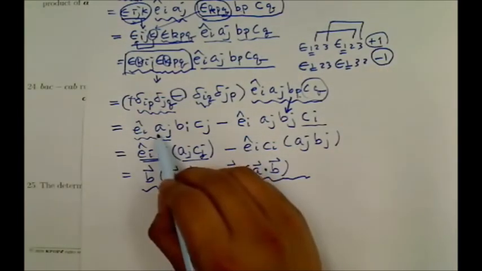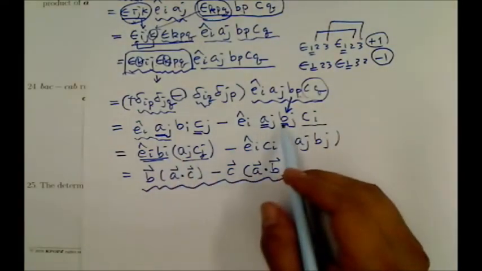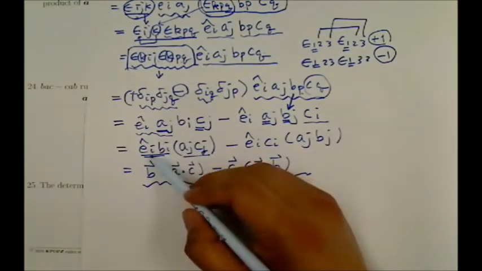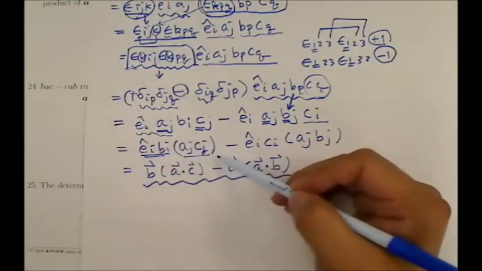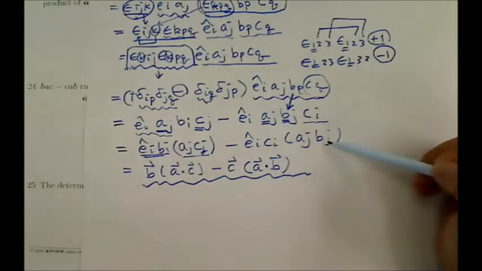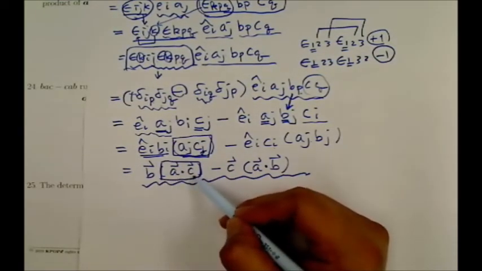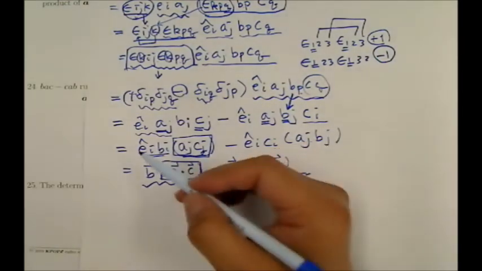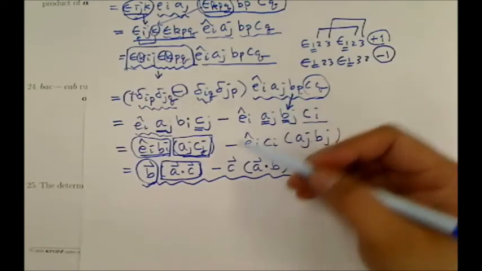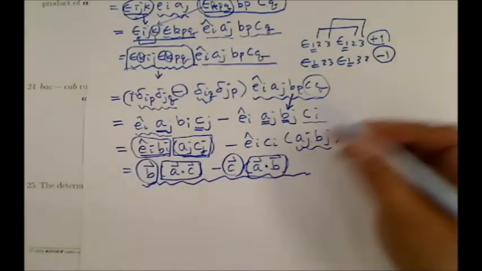Okay, then I can find repeated indices a_j c_j and a_j b_j in each term. In the first case, I factor these a_j c_j out to have e_i b_i a_j c_j, subtracted by e_i c_i a_j b_j. Now, a_j c_j can be expressed in terms of the scalar product of vector A and vector C. e_i b_i, summed over i, is just the vector B itself. In a similar manner, a_j b_j is a scalar product of A and B. e_i c_i is just the vector C.